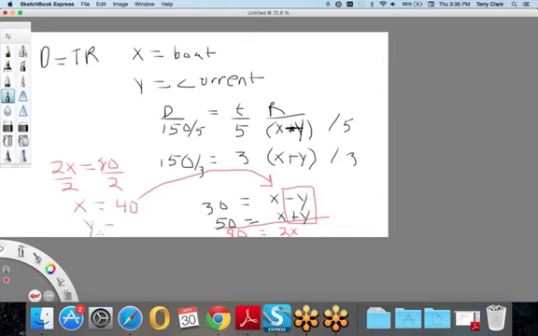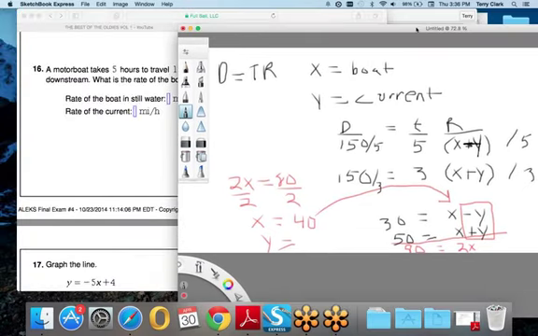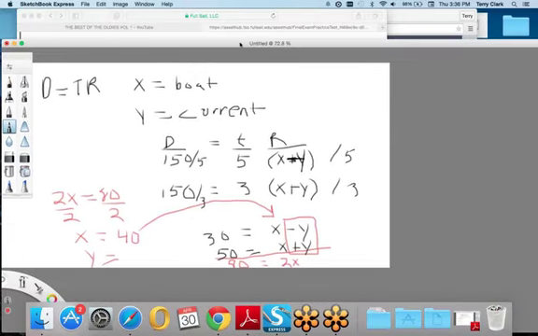So the speed of the boat is going to be 40 miles per hour. And the speed of the current, it's not the wind, but the current in this case, is 10 miles per hour. So we have 40 miles per hour and 10 miles per hour.